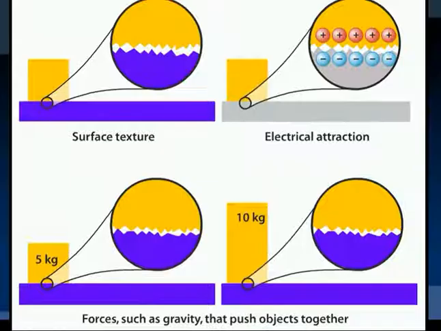Friction makes it more difficult to move an object across the surface of another object. Surface texture, electrical attraction, and other forces that push objects together all affect the friction experienced by the objects.